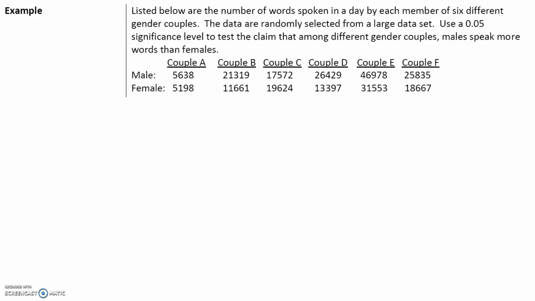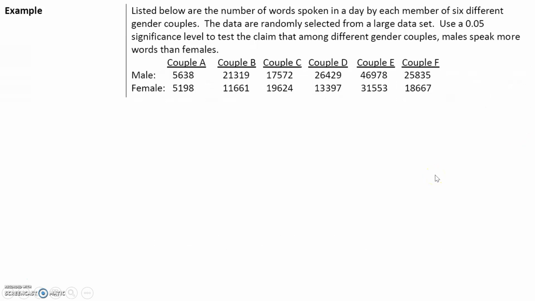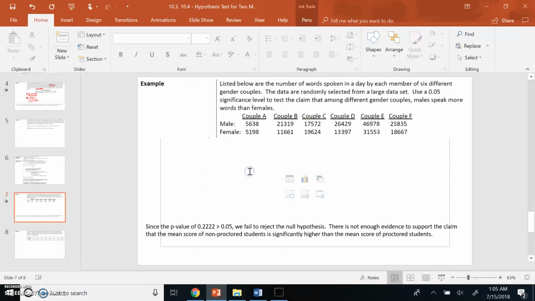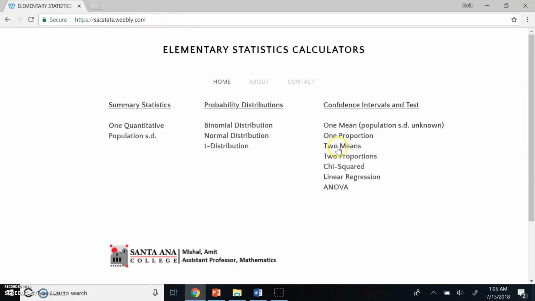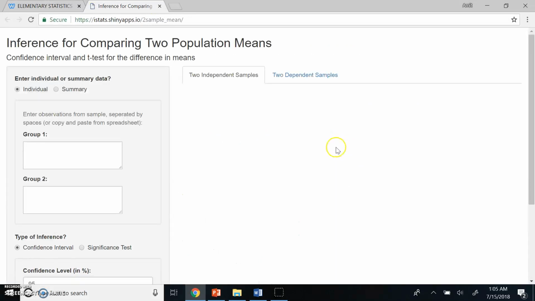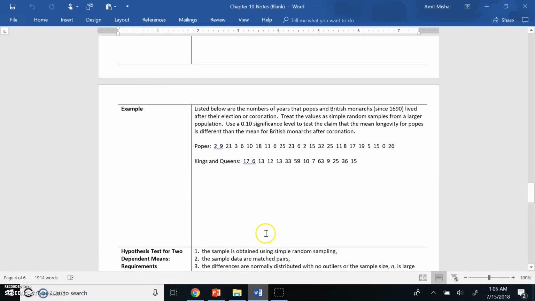Okay, so in this case, we are not given a summary because since these are matched pairs, we have to list the data values individually. So what we can do is we can still go to our two means calculator because we have two different means. But notice we have two tabs, independent samples and dependent samples. We will click dependent samples since we are talking about wives and husbands who are very heavily related. And we will enter the individual values for both samples.